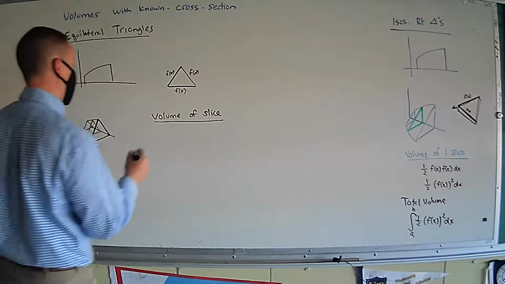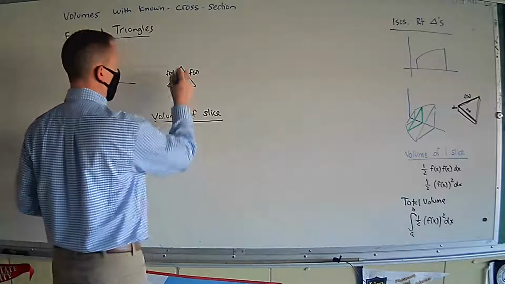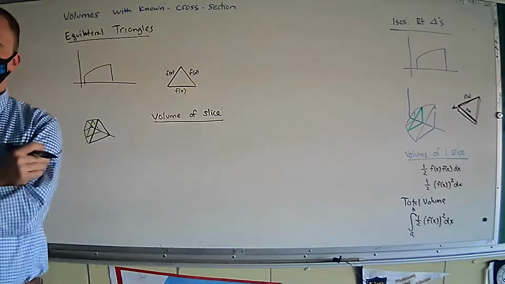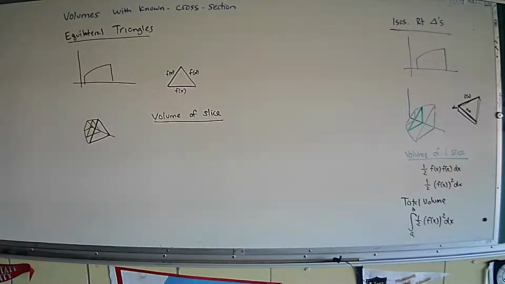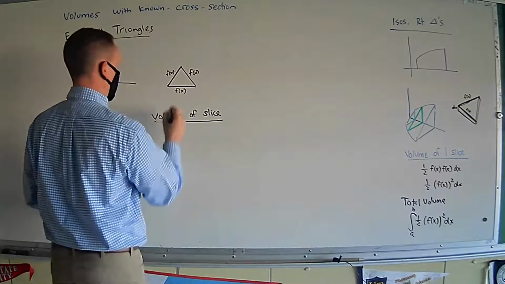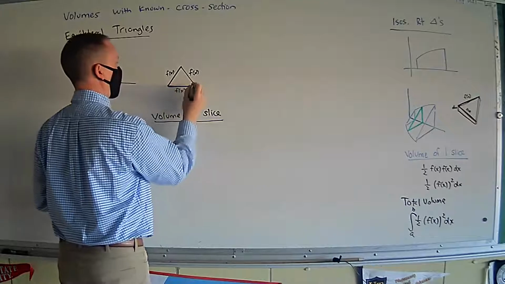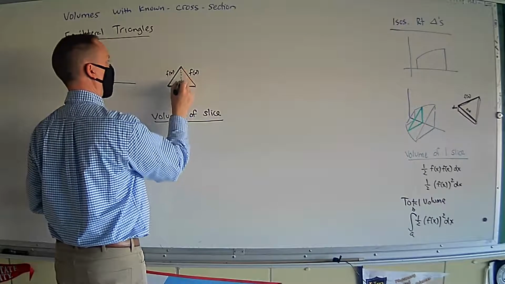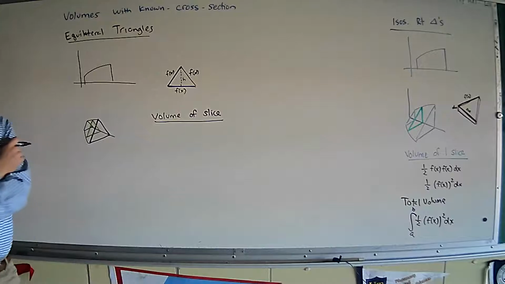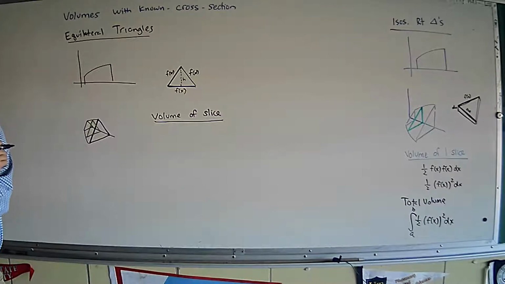It's going to be the area of that triangle. What's the area of that triangle? Base times height divided by 2, right? So it's f of x. What's the height of that? That's an equilateral triangle. Do we know how to do that?